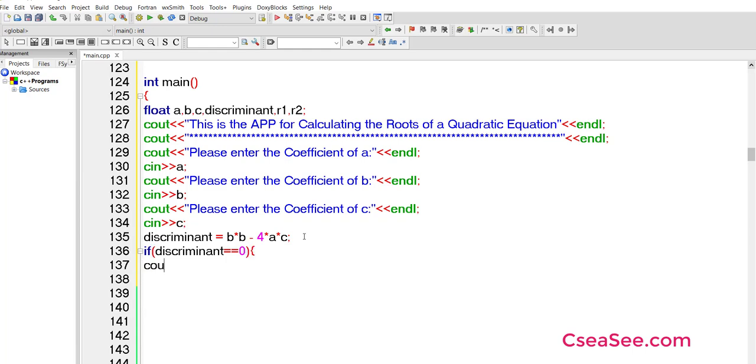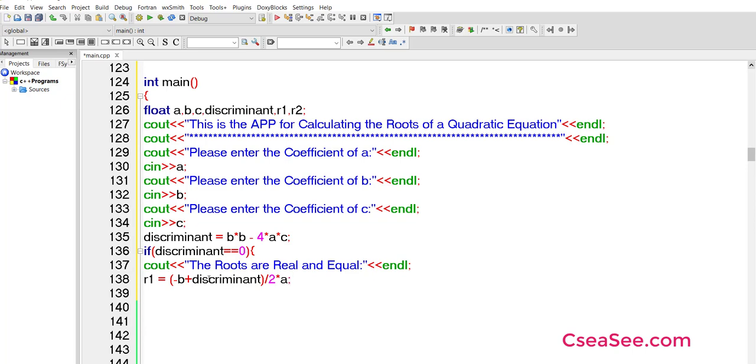Then you type cout, the roots are real and equal, and we give endl. Now we have to calculate the roots. So how do we calculate? R1 is equal to negative b, so it's going to be within parenthesis negative b plus the discriminant, divided by 2 times a.